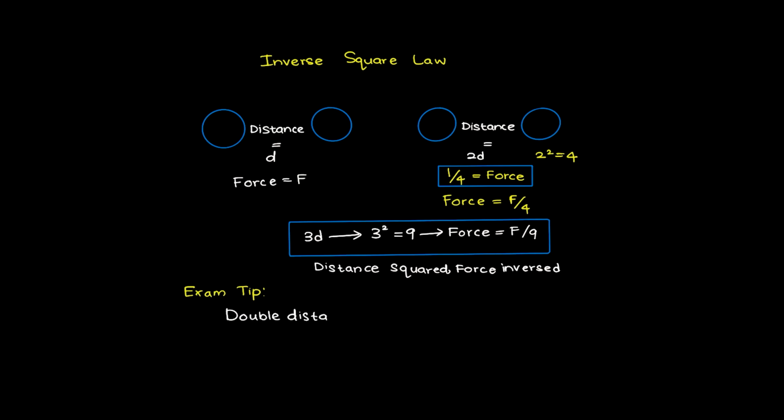Here's a WGU C165 OA exam tip for you. Inverse square means you square the distance change, then take the inverse. Double distance equals 1/4 force. Triple distance equals 1/9 force. Quick recall hook, square then flip. Square the distance multiplier, then invert it.